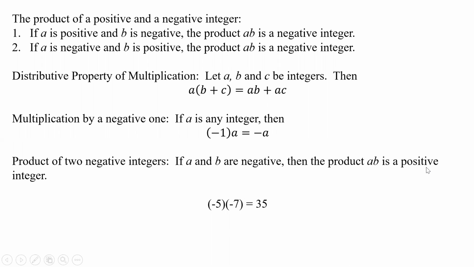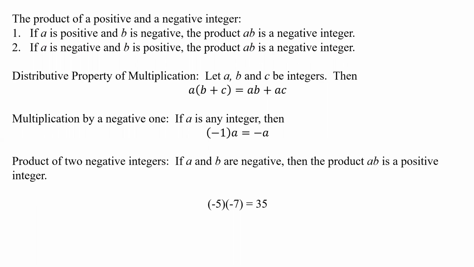Now, the product of a positive and a negative integer, so this is the new part because we haven't actually done anything with negatives yet. If we take a positive times a negative, so let's say a is positive and b is negative, then the product of the two becomes a negative integer, okay? Because a negative times a positive is negative. Now, if a is the negative and b is the positive instead, we still get the same thing. We get a times b is still a negative integer.